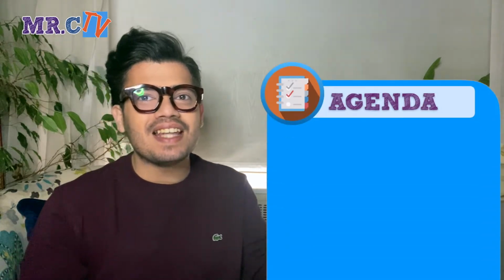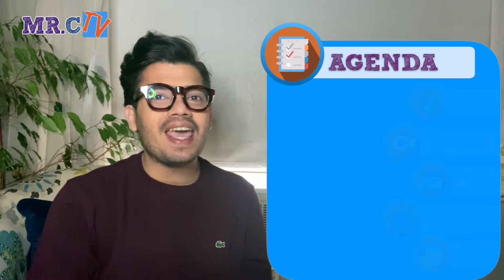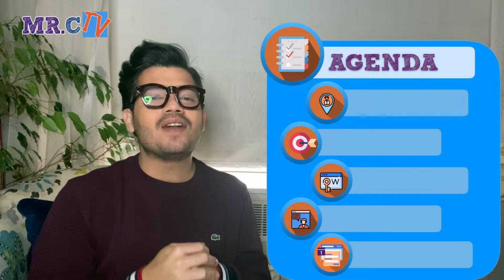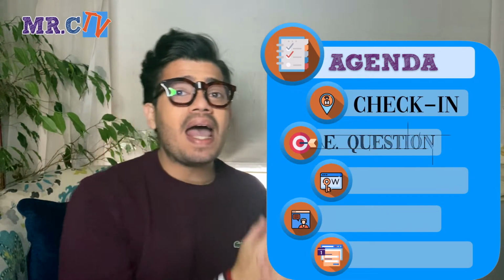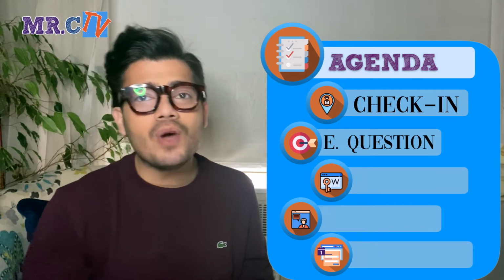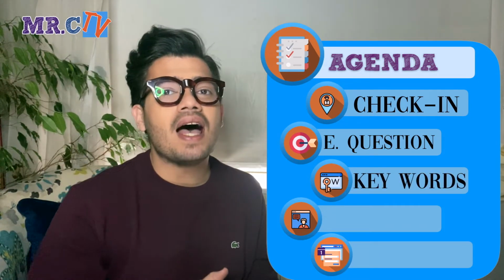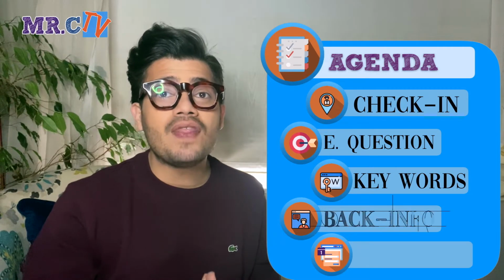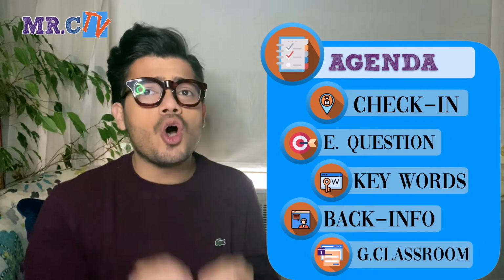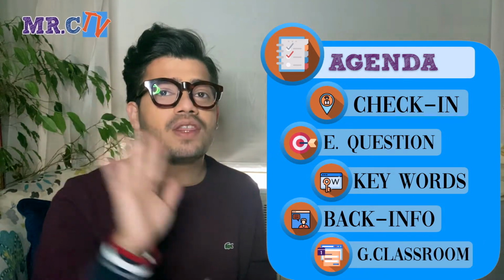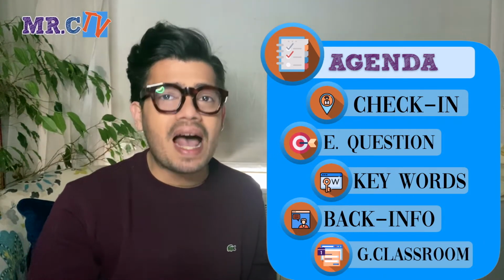And also, let's take a look at our agenda for today. Our agenda for today looks like this. I did it first. We will check in, then we will take a look and annotate our essential question, followed by adding new words to your vocabulary by annotating some keywords, and then we will dive into today's background information that will help us to answer our essential question. And at the end, you will go into your World History 5th grade Google Classroom and you will access your assignment for today.